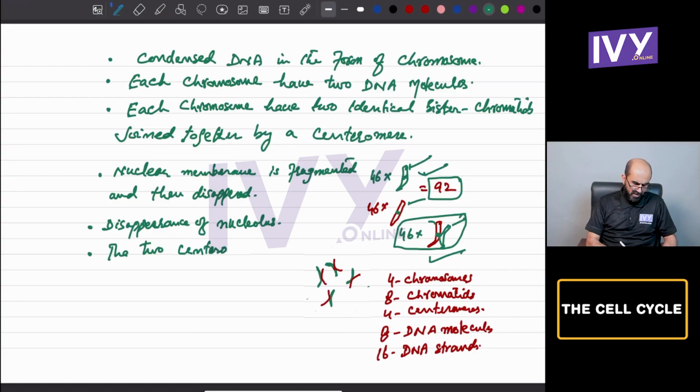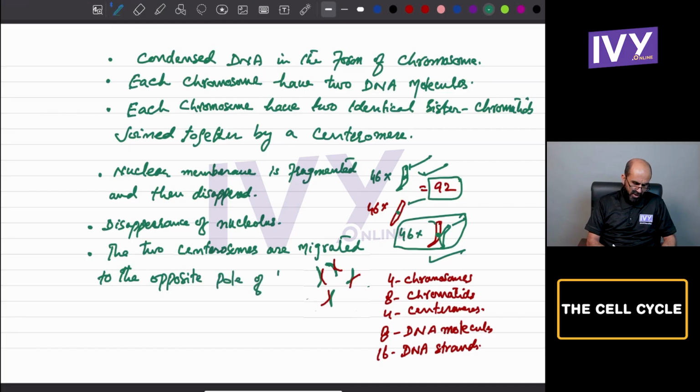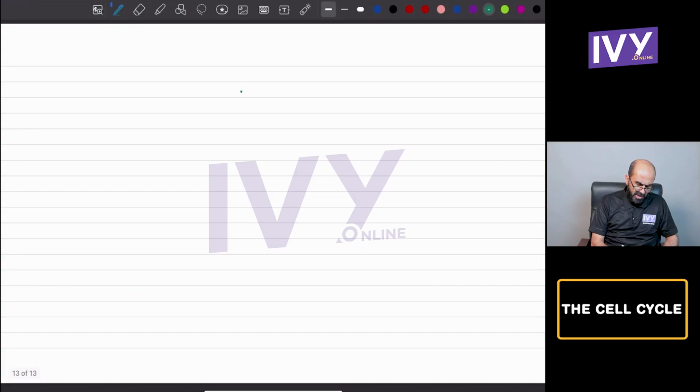So the 2 centrosomes are migrated to the opposite pole of the nucleus. Opposite pole of the nucleus. What does it mean? I mean, here we have the DNA.